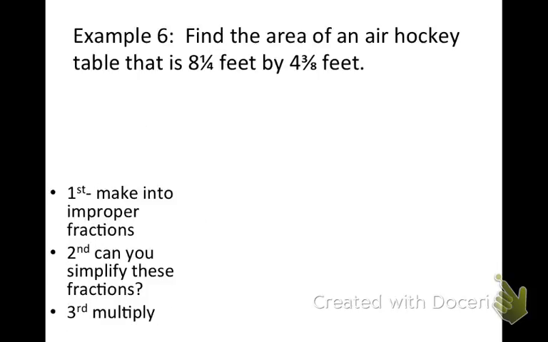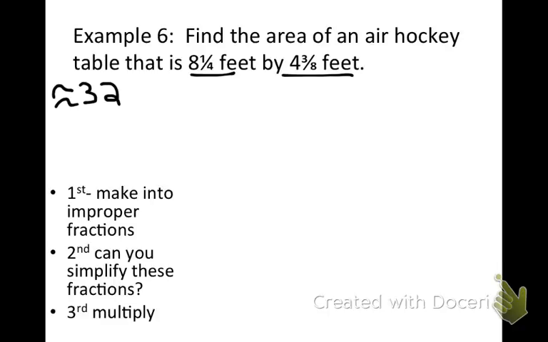So you're going to practice some of those. Guess not yet. We're going to do another example. I want to find the area of an air hockey table that is 8 1/4 feet by 4 3/8 feet. Remember, area is length times width. Let's estimate first. 8 1/4 is like 8. 4 3/8 is like what? 4 1/2. So 8 times 4 is about 32. So we should be at about 32, give or take.